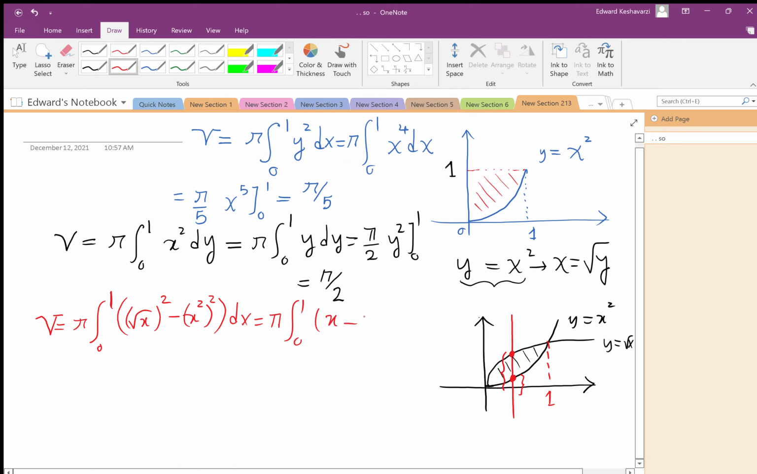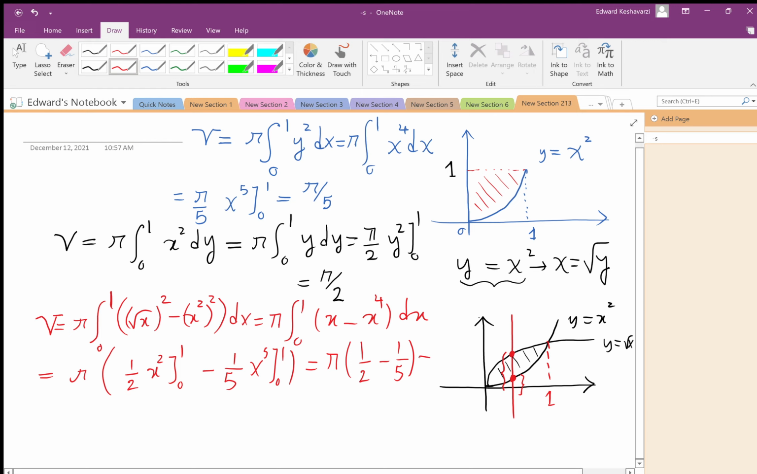So x minus x^4 dx. So integral of x is 1/2 x squared from 0 to 1, and integral of x^4 is 1/5 x^5 from 0 to 1. So it's going to be pi times (1/2 minus 1/5). So it's going to be 3 pi over 10 by applying common denominator.